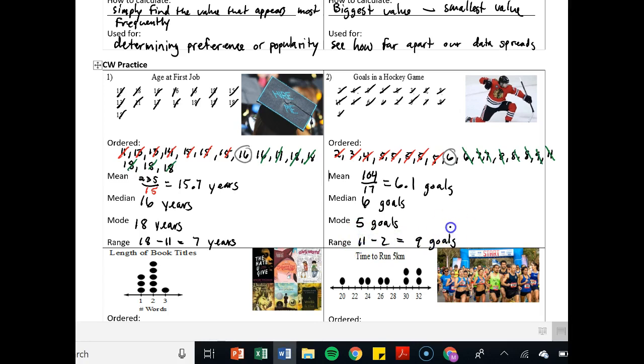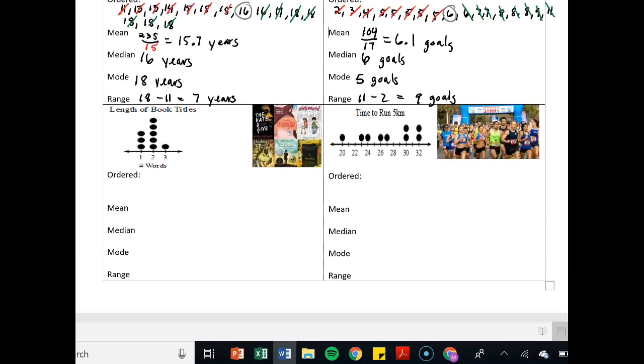Okay. The rest you're going to finish yourself. When you have length of book titles, these are dot plots. Notice 3 dots on 1 means you have 3 1s. 5 dots on 2 means you have 5 2s. And 1 dot on 3 means you have 1 3.